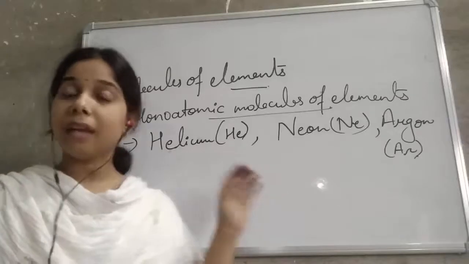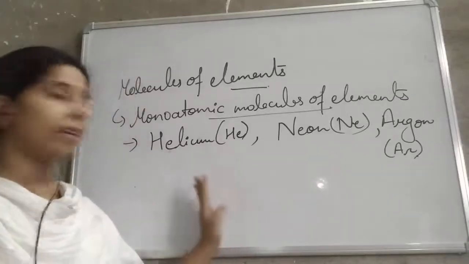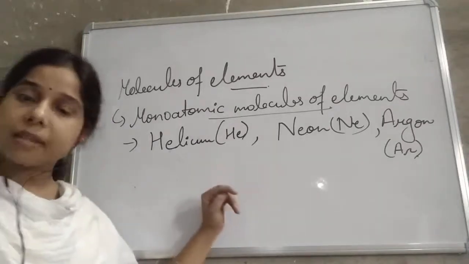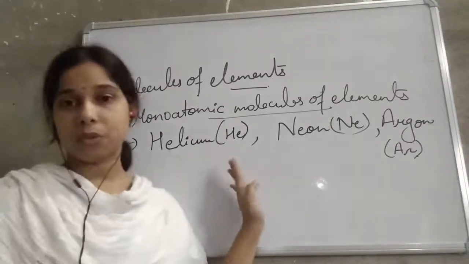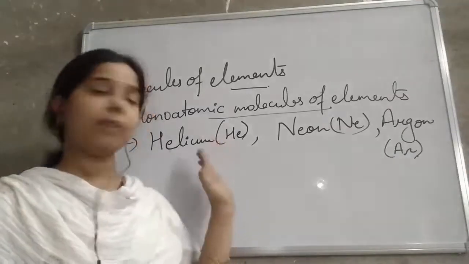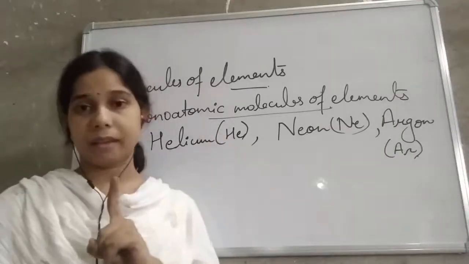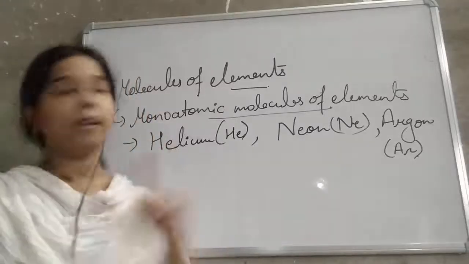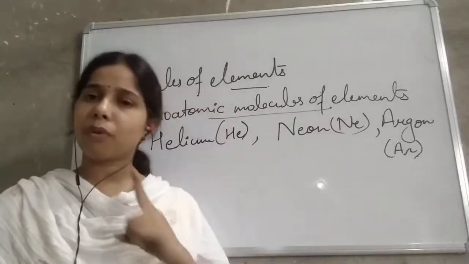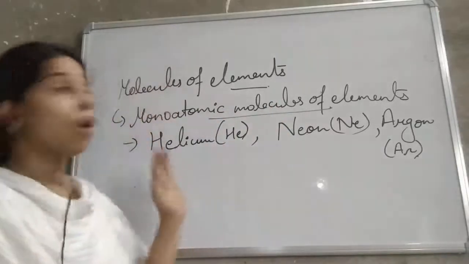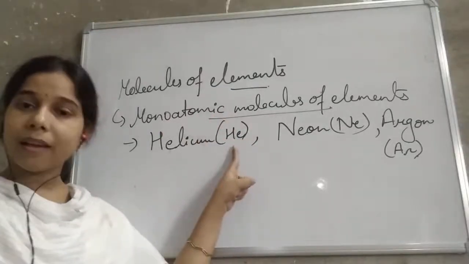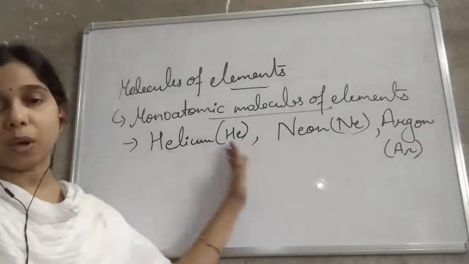It means they exist in nature in a free state. Okay, so neon, argon, helium, they always exist in nature like this only. It means no other atoms are combined with them. Only one atom is there. Mono means single. Atomic means atom. So a molecule consisting of only one atom is a monoatomic molecule. So you can see here only one atom is there, so we will call it a monoatomic molecule.